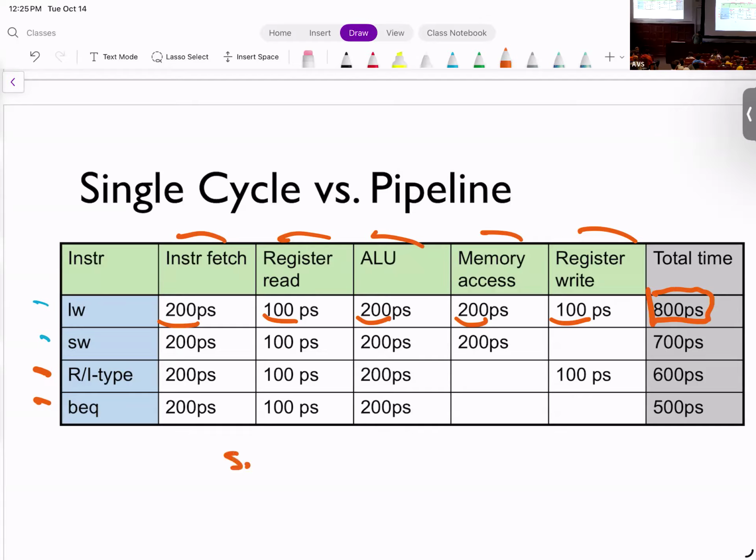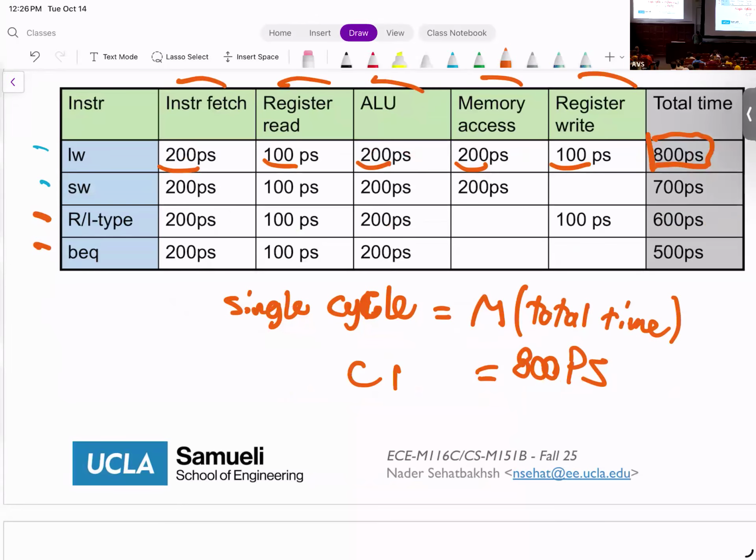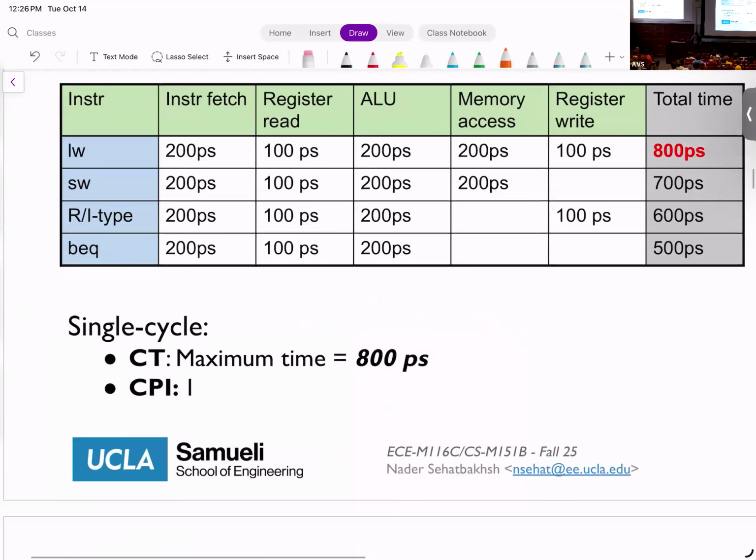For single cycle, if you remember, I need to look at the maximum of these total times, which in this case is equal to 800 picoseconds. So my cycle time is 800 picoseconds. My CPI is 1, right? So for single cycle, my CT would be the maximum time, 800, and CPI 1.